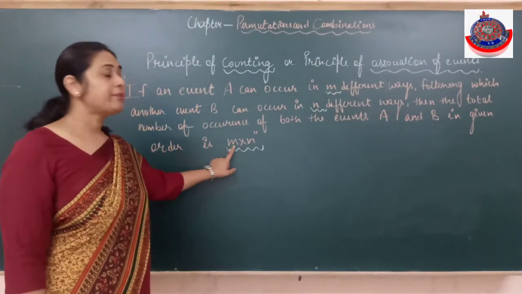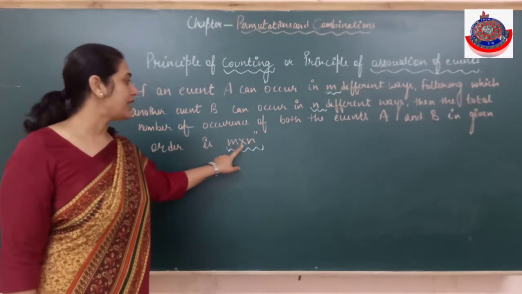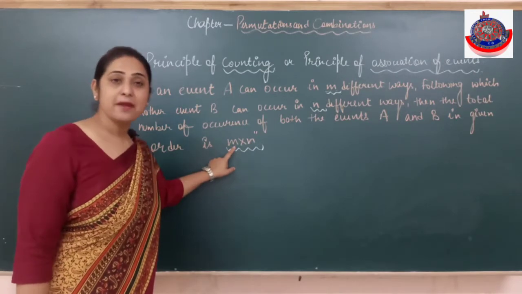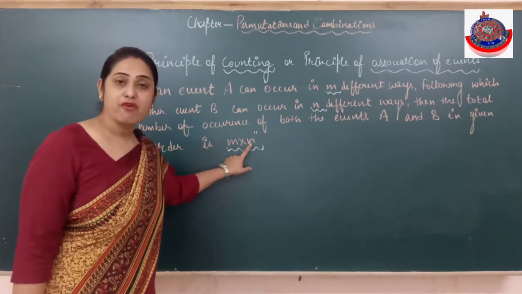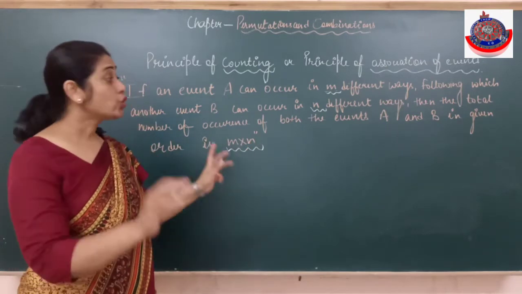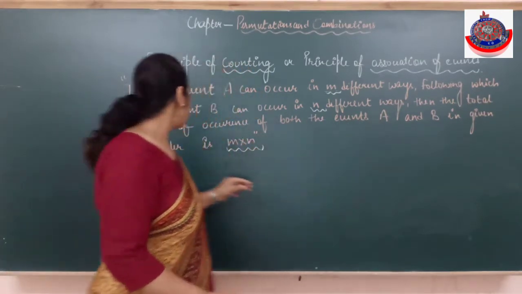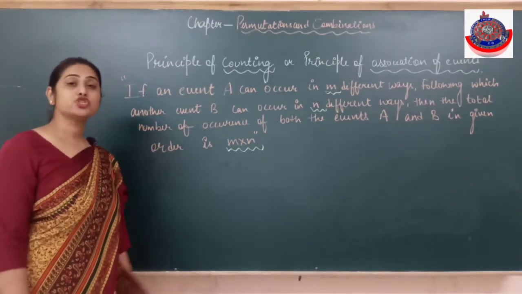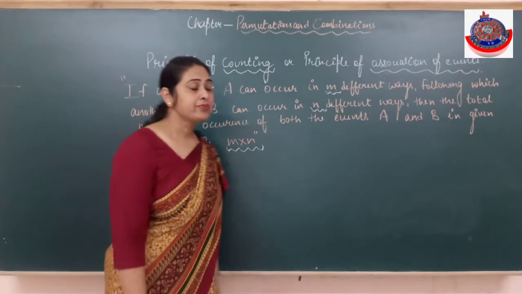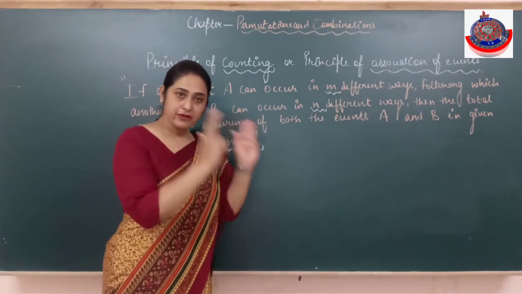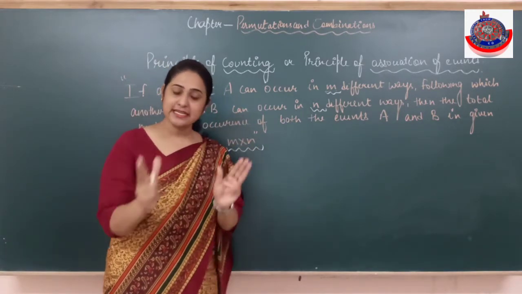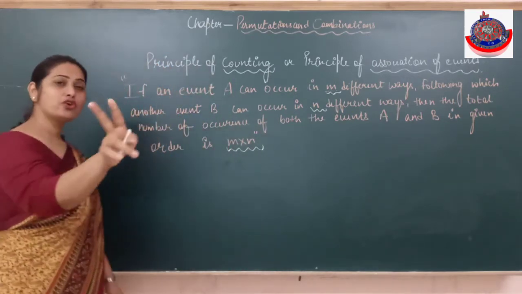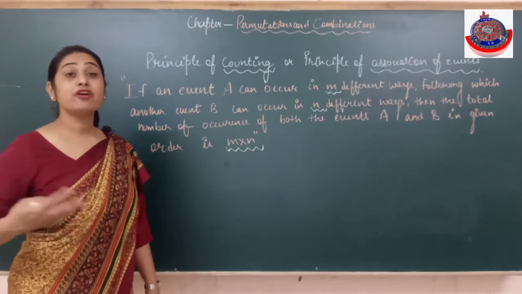I can enter the park in 3 ways, multiplied by I can exit from the park in 2 ways. So the first task can be performed in m different ways, the second task can be performed in n different ways, and the total number of ways in which A and B can be performed, taken in order, will be m into n. Clear, children? First task in how many different ways, second task in how many different ways, and then multiply. And one more thing, this is not applicable only for 2 tasks. It can be applicable for any number of tasks.